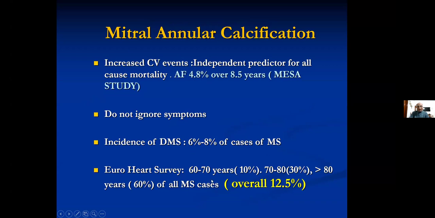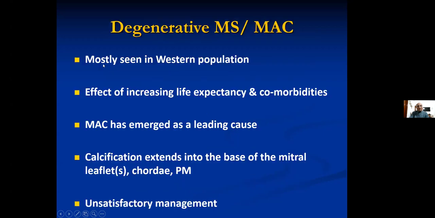And you see, as the age increases, the incidence increases, but overall it is about 12.5%. But this is the most common cause in the Western population because they don't see rheumatic disease. Here you see 70 years, 10%, 80 years, 30%, and 60% beyond that. But overall, it is 12.5%. And as I mentioned, it is mostly seen in the Western population, and it is because of the effect of increasing life expectancy and comorbidities, and the calcification extends up to the base of the mitral leaflets and papillary muscles, and unfortunately, the management is very unsatisfactory in these cases. So keep this point in mind.